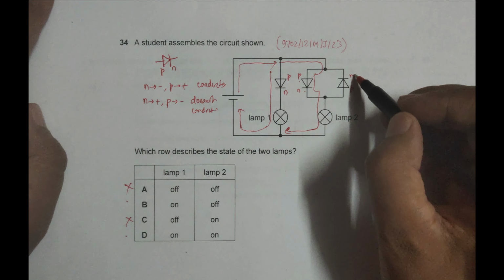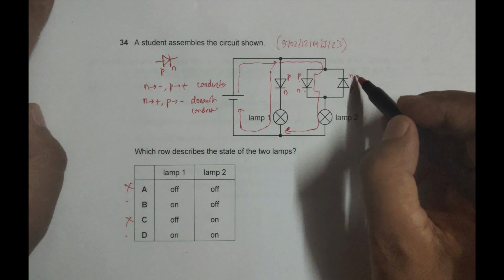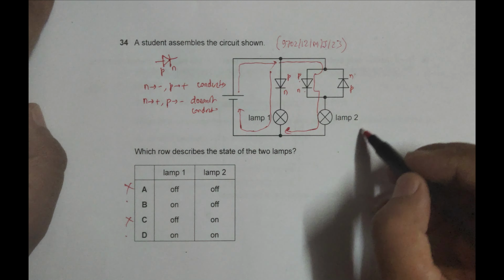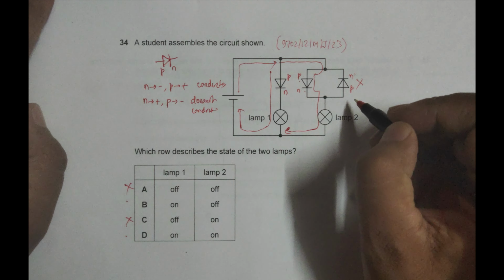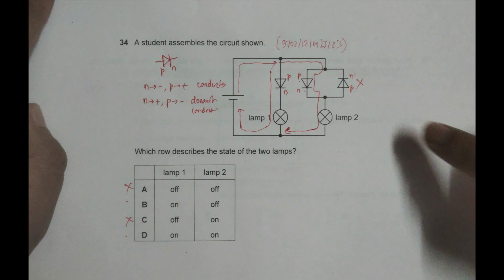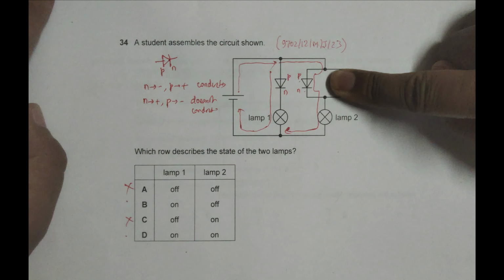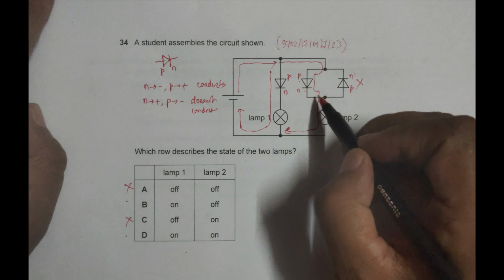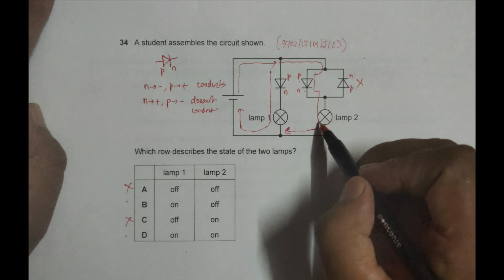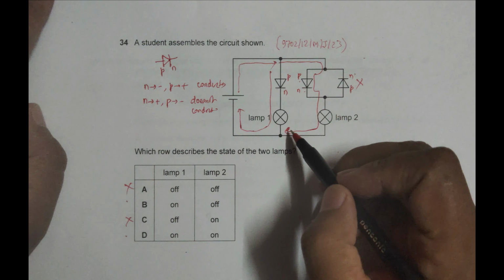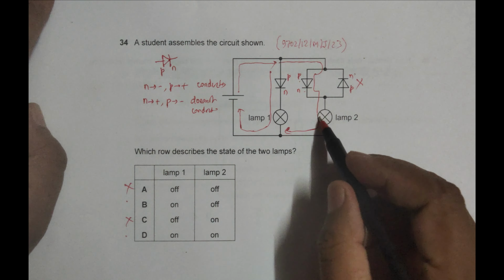Let us look here. This N is towards the positive, and P towards the negative. So this does not conduct. It means now this thing is somewhat like this. This is cut off, this thing is absent here. So that's why current just flows through here. Anyway, the current will flow through this lamp 2, and that's why lamp 2 conducts. It will be on. So lamp 2 also should be on in this case.